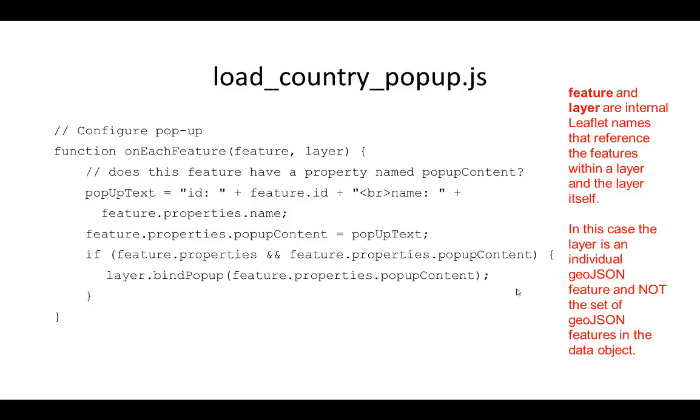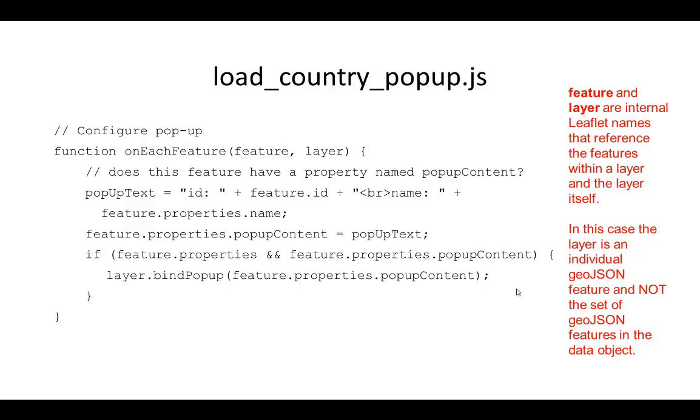Here's my function onEachFeature, which is defined elsewhere in the program. My function is called onEachFeature. It has two arguments, feature and layer. Every Leaflet onEachFeature method has to have these two arguments, feature and layer. Now, the feature is the individual feature that's being processed, and the layer is, in this case, the individual GeoJSON object.